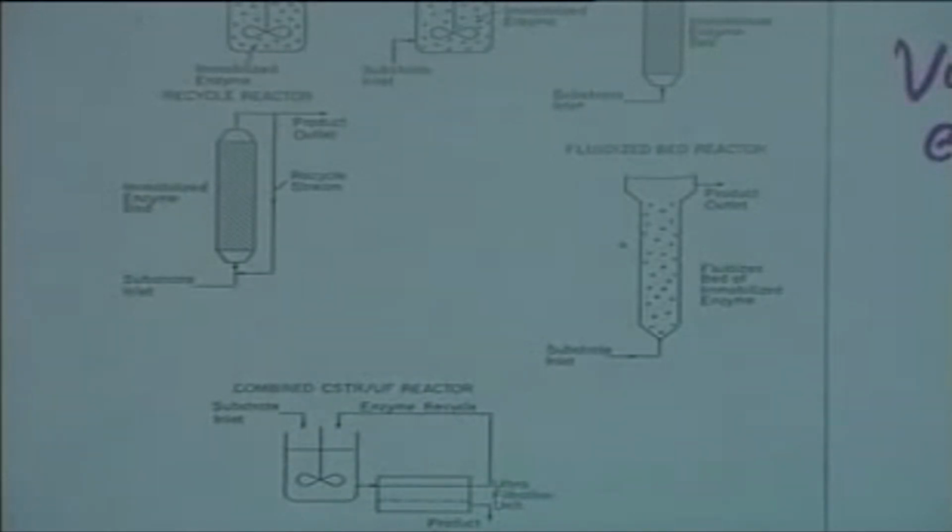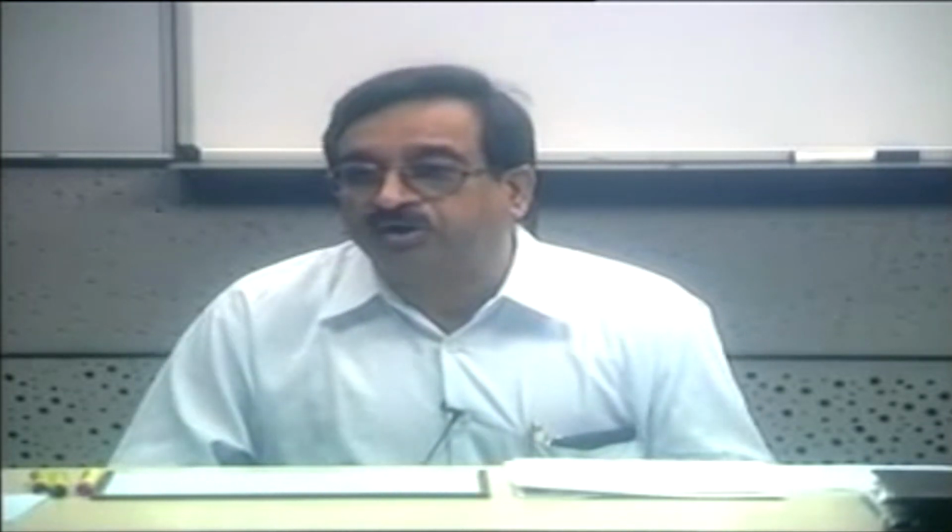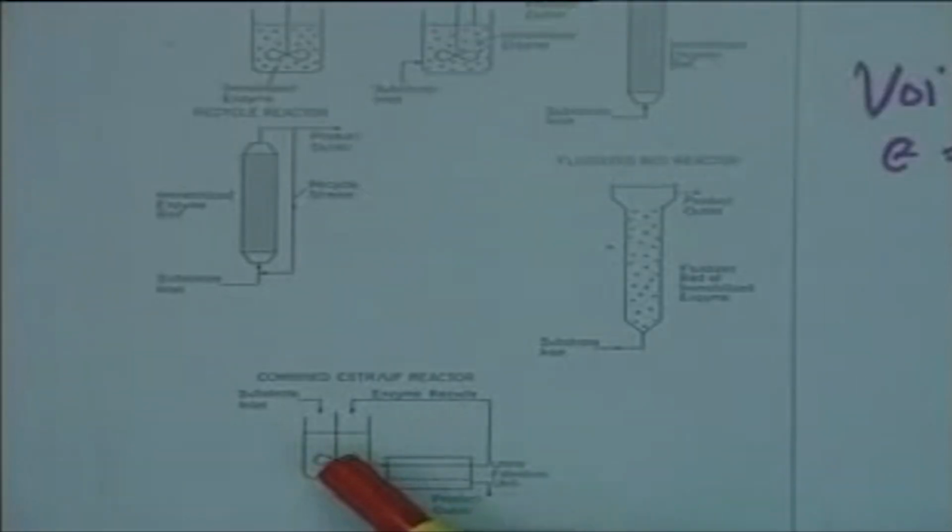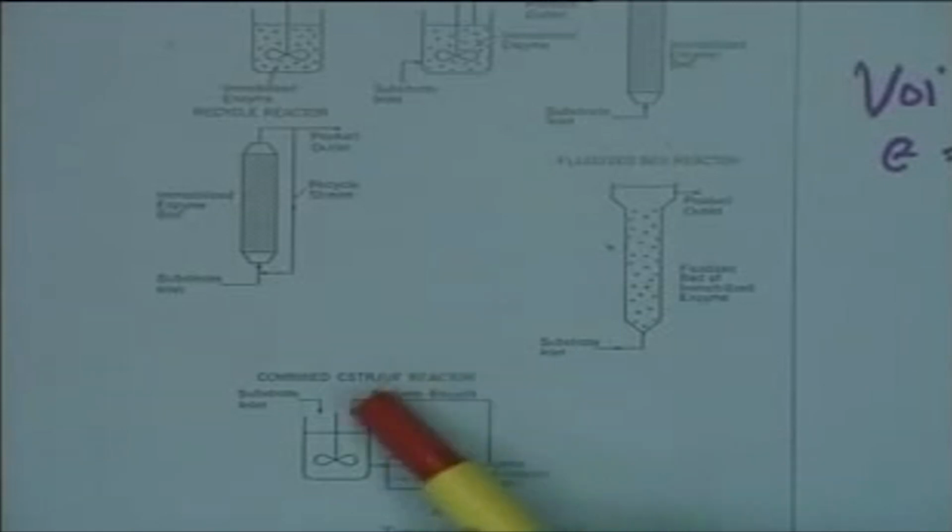And in another case, if you look at the combined CSTR and ultrafiltration reactor, which is often one of the model systems used for substrates which are solid in nature, and where the enzyme is required to be used in soluble form. One can carry out the reaction in a stirred reactor, in a CSTR, with the possibility of the product stream passing through an ultrafiltration chamber, whereby the enzyme is recycled back and the product is withdrawn from the permeate stream.